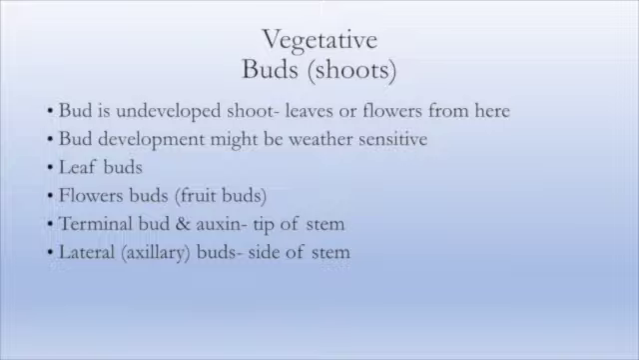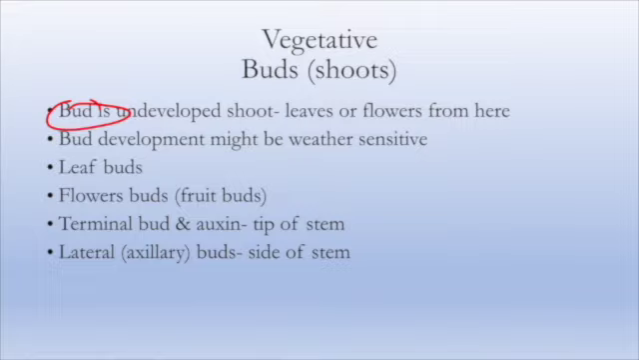All right, so we did the roots. There are tap and there are fibrous. We did the stem, which supports the plant. The xylem goes up, phloem goes up and down, and the stem provides buds. And from the buds, we have either leaves or flowers. Buds might be weather sensitive. There are leaf buds, which we'll look at in this video. There are flower buds, which we'll look at in our next video.